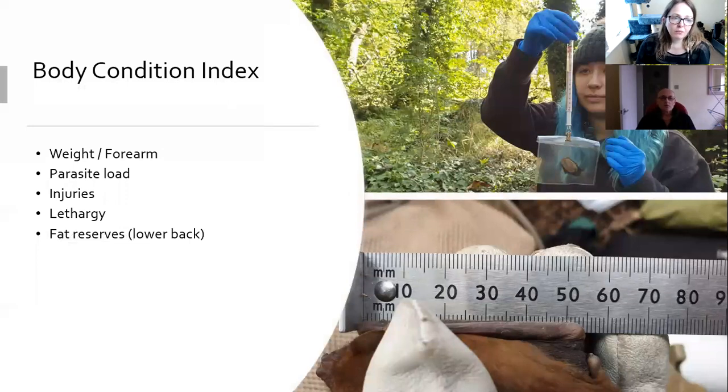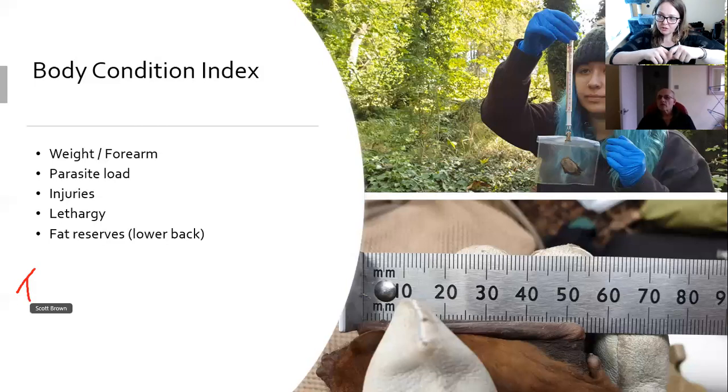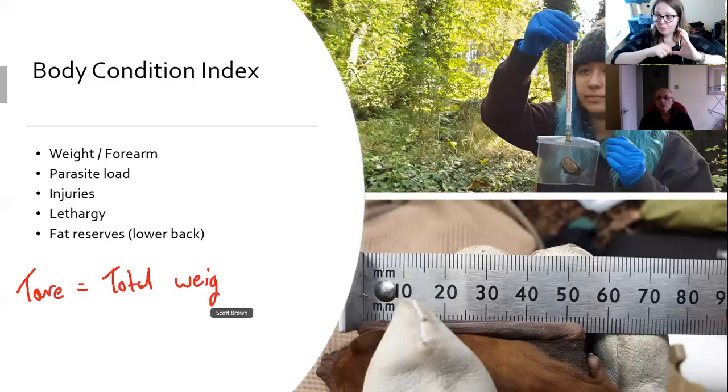So a bit more detail on body condition index. We take the weight, which we measure depending on the bat. If it's a small bat, we use a CD case. And if it's a larger bat, like a noctule, we use a cloth bag. And we tare off the weight of the cloth bag or the CD case. So there are two ways of doing it. One is that you attach the weighing bag to your scale and then you zero your scale. That's called taring. Or you can weigh the bat with the bag, then weigh the bag and subtract the weight of the bag, and then you know the weight of the bat.